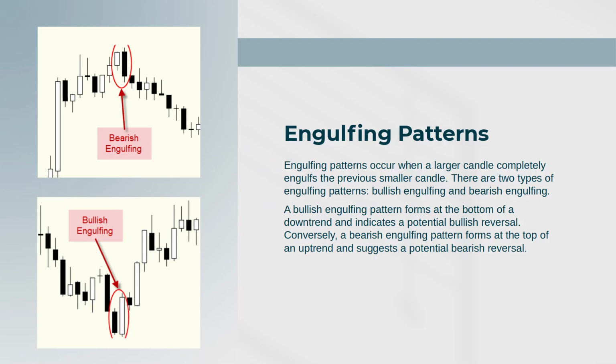Engulfing patterns. Engulfing patterns occur when a larger candle completely engulfs the previous smaller candle. There are two types of engulfing patterns: bullish engulfing and bearish engulfing. A bullish engulfing pattern forms at the bottom of a downtrend and indicates a potential bullish reversal. Conversely, a bearish engulfing pattern forms at the top of an uptrend and suggests a potential bearish reversal.